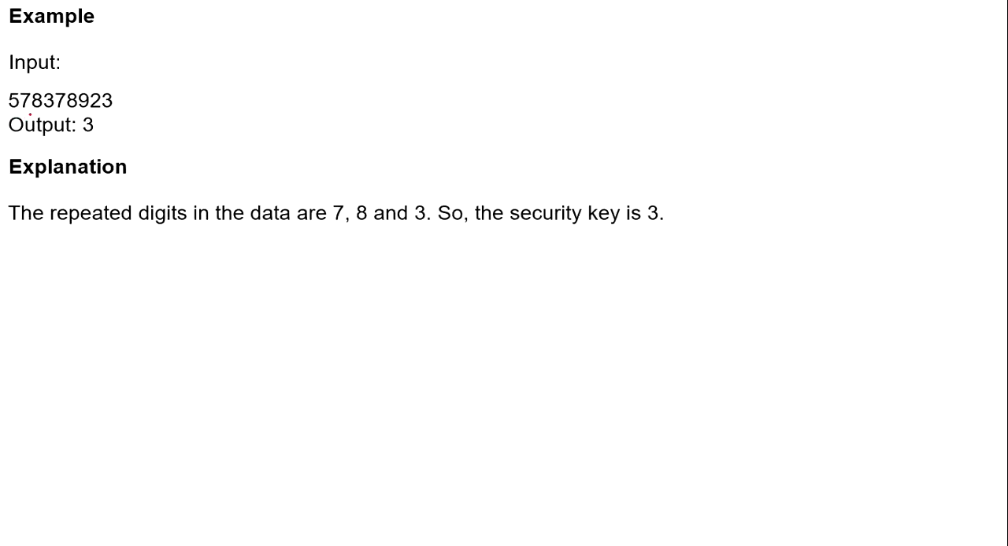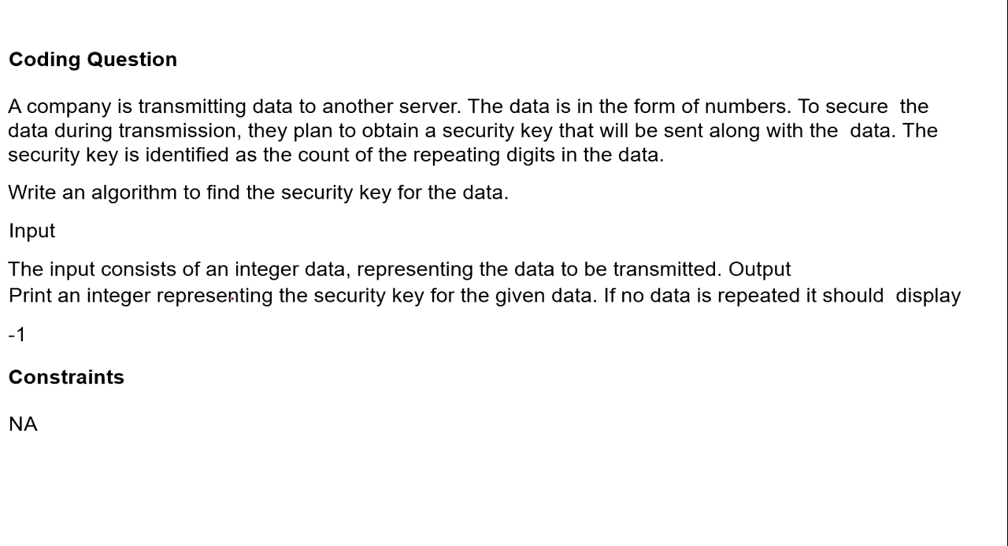So what is the count of repeating digits in this number? You can see 7 is repeating twice, 3 is repeating twice, and 8 is repeating twice. 7, 8 and 3 are repeating. So the count is going to be 3, right? That's why we are getting 3 in the output, and this is going to be our security key for this particular number. So we have to write the code to count the repetition of digits, how many digits are repeating in a given number, and if no number is repeating, we simply print -1. They have given that if no data is repeated, it should display -1.